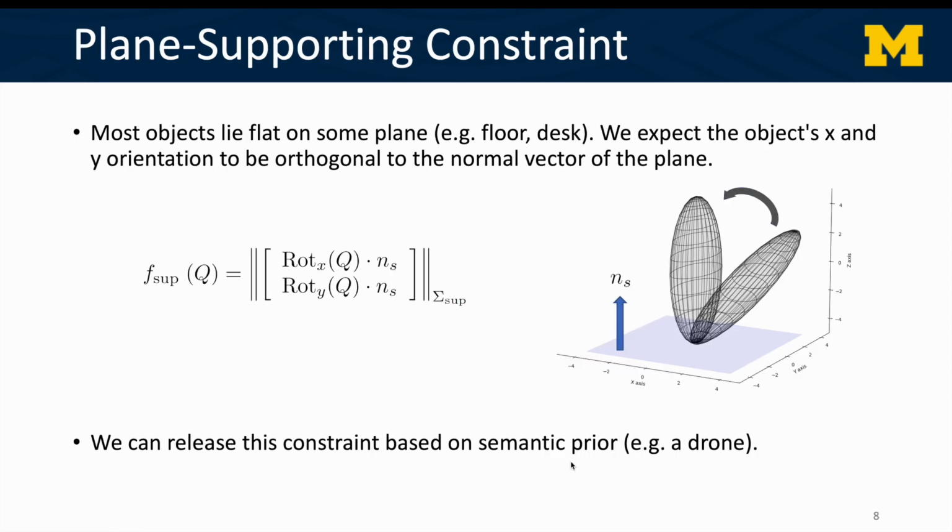The next constraint we use is the plane supporting constraint. For example, most objects rest on flat surfaces, such as floor or desk. Therefore, the XY orientation of the objects are usually orthogonal to the normal vector of the plane. We then measure the error. Additionally, this constraint is flexible, allowing us to adjust it based on an object's semantic prior. Like in the case of a drone, we will not use this constraint.